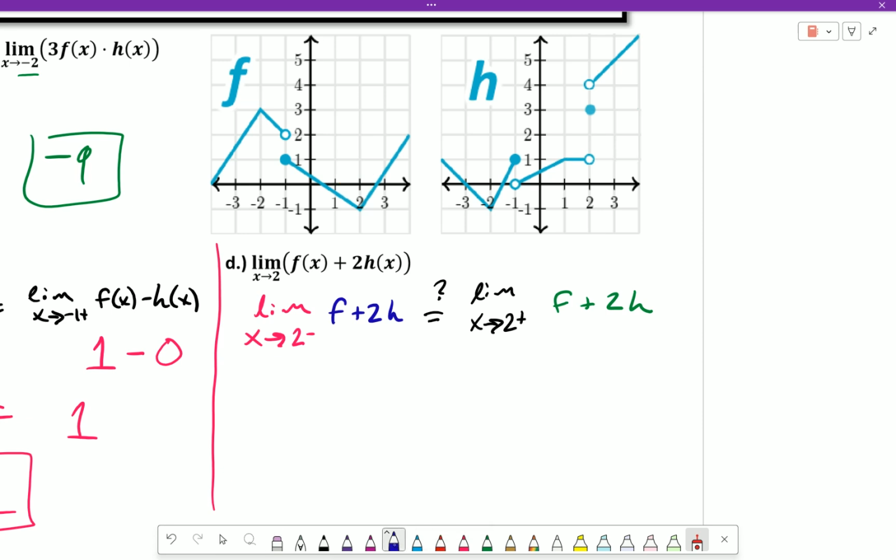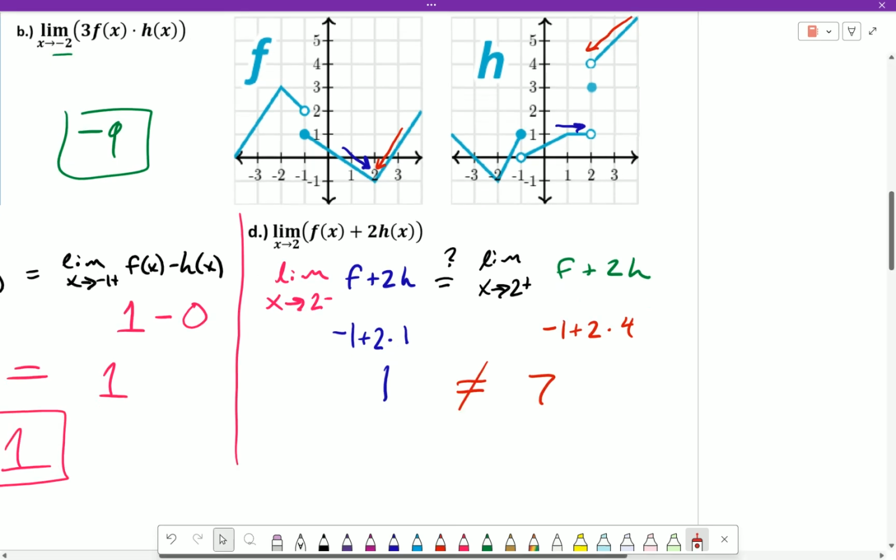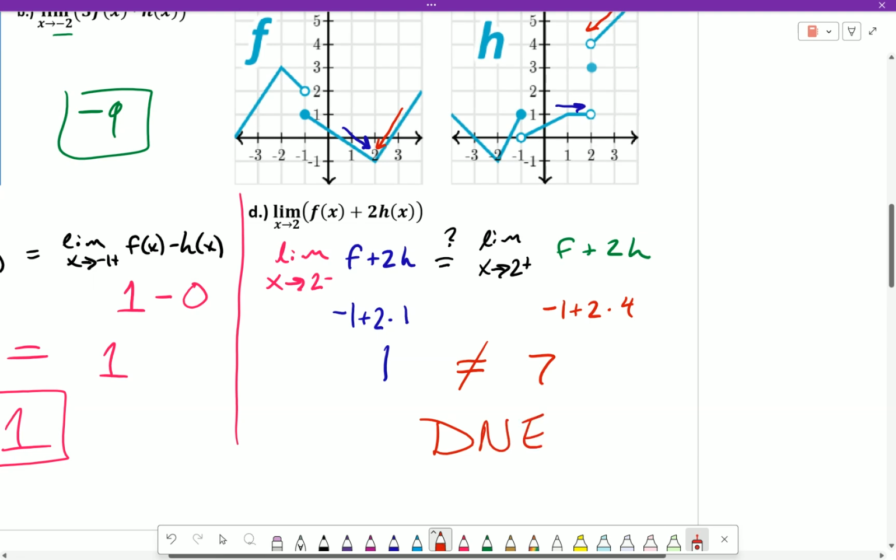F plus 2h. Okay? So we're doing 2 from the left. F from the left of 2 would be -1, plus 2 times h from the left of 2, which would be 1. That's -1 plus 2. That would get me 1. But I need to check it on the other side. Okay? F from the right of 2 would be -1, plus 2 times h from the right, which would be 4. -1 plus 8 would be 7. Is 1 equal to 7? No, not equal to each other. So if they're not equal, the answer is DNE. They don't have to be equal to each other. They could be, but they don't have to. We look at them separately to make sure that that's true.